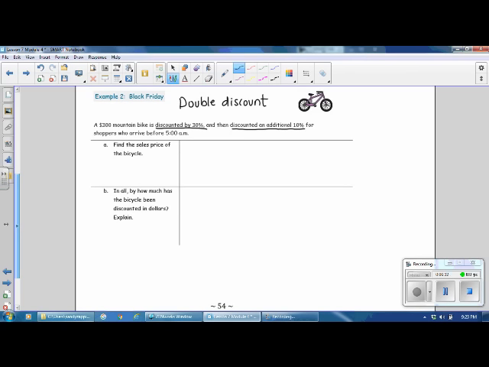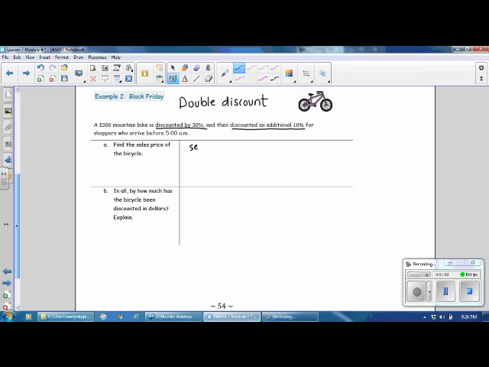So we're going to find the sale price of the bicycle. And a common mistake is that people assume that this is going to be a total of 40% discount. But it is not, because you get 30% off the original, but then it's discounted 10% off the sale price, which is not the same as 10% off the original price. So avoid that common mistake. Do not use 40% for double discount problems.